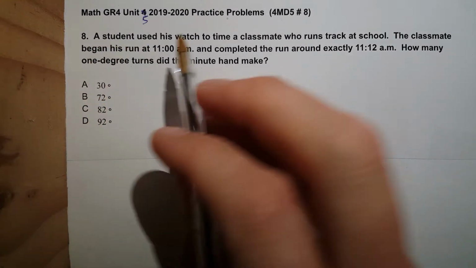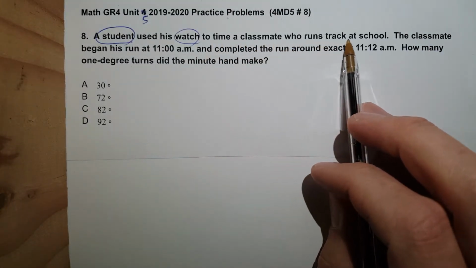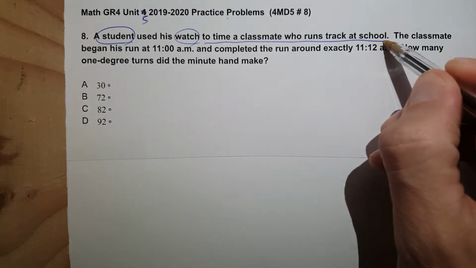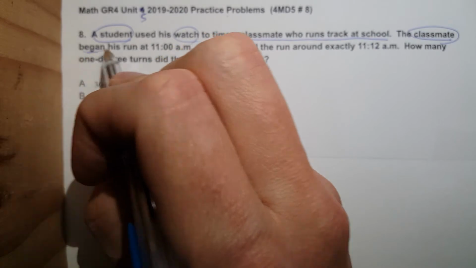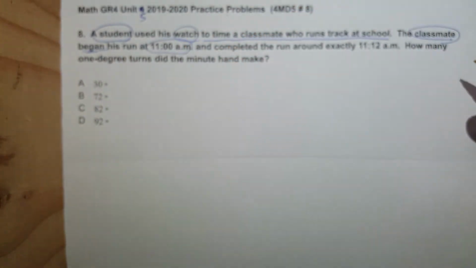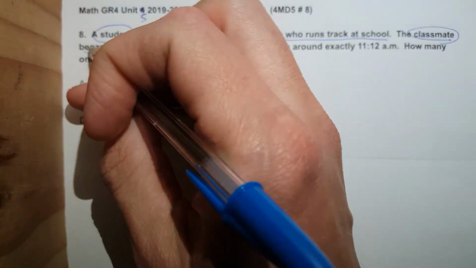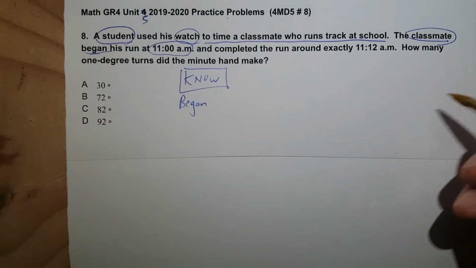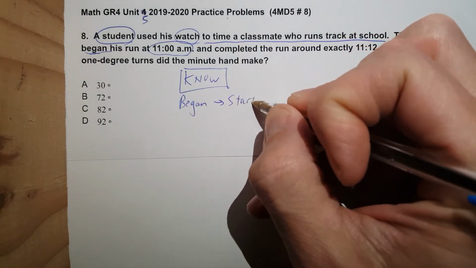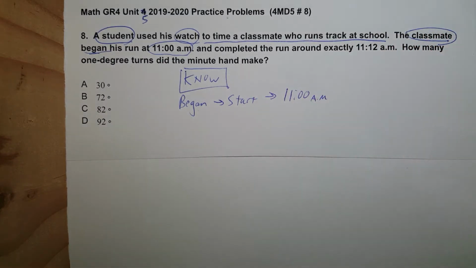Number 8. A student used his watch to time a classmate who runs track at school. The classmate began his run at 11 a.m. So let's write down, what do we know right away? Began equals start equals 11 a.m. Okay?